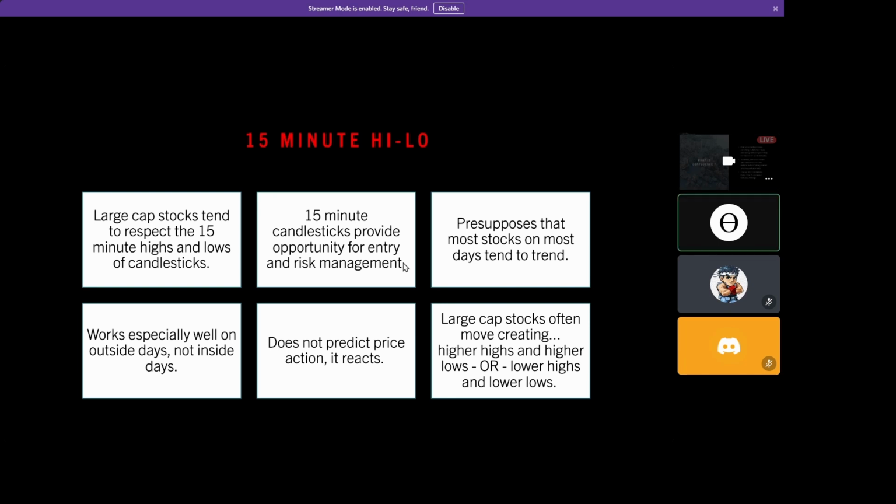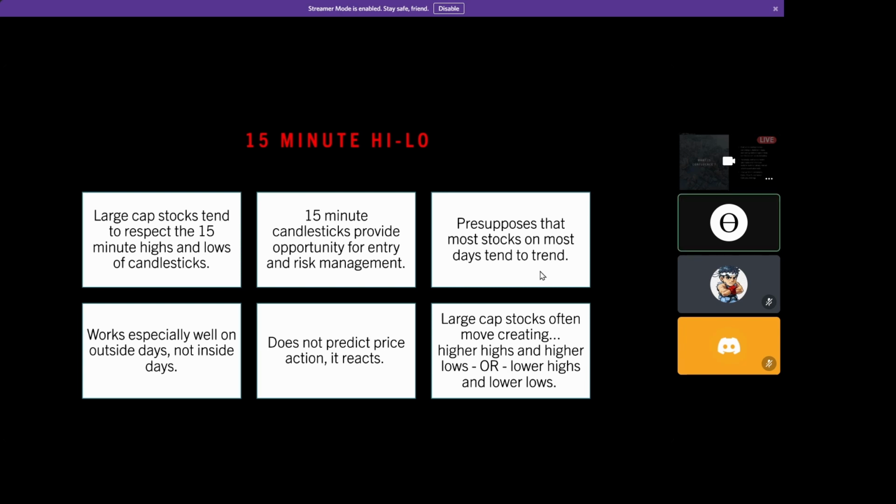Something also important is that this 15-minute high-low perspective presupposes that most stocks on most days tend to trend. Meaning you'll get multiple 15-minute candlesticks moving up in succession, creating higher highs and higher lows, or you'll have multiple 15-minute candlesticks moving down, creating lower highs and lower lows in succession. This is a momentum stock. A lot of these large cap stocks tend to have this sort of momentum that continues to move up multiple candlesticks in a row, or continues to move down multiple candlesticks in a row.